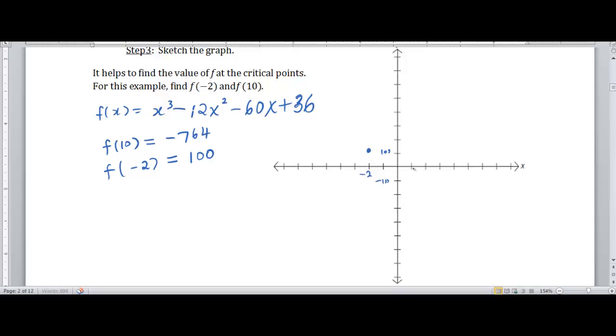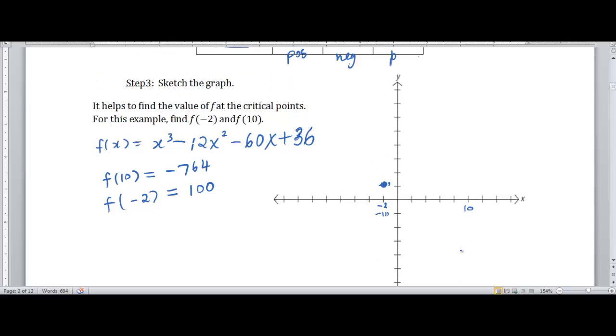At 10, 1, 2, 3. Oh, it's not going to go all the way. So let's make this go by negative 2. Let's make that here. And this is 2, 4, 6, 8, 10 is here. Okay. And at negative 2, the graph is 100. So that's this point right here. And at 10, it's negative 764. So 1, 2, 3, 4, 5, 6, 700, 800. So that's negative 700, and that is roughly somewhere here. Okay. We're doing a sketch.